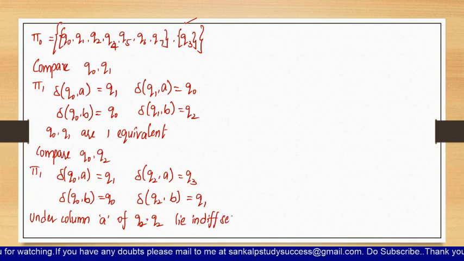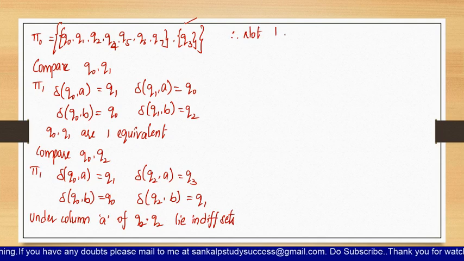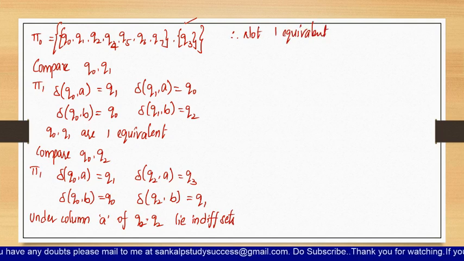So they are not one equivalent. Therefore, not one equivalent. Okay. Now we are done with q0 comparing with q2. Now we are going to compare q0 with q4. So compare q0 with q4.